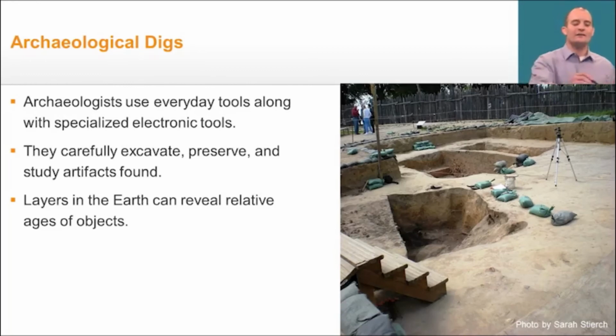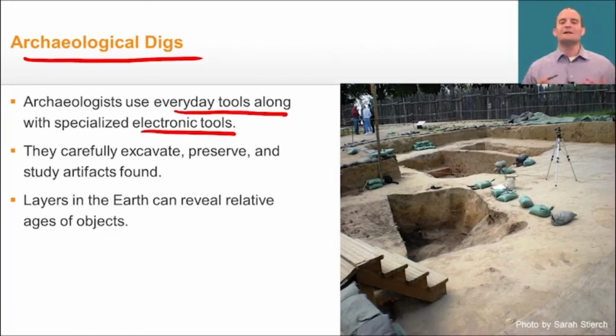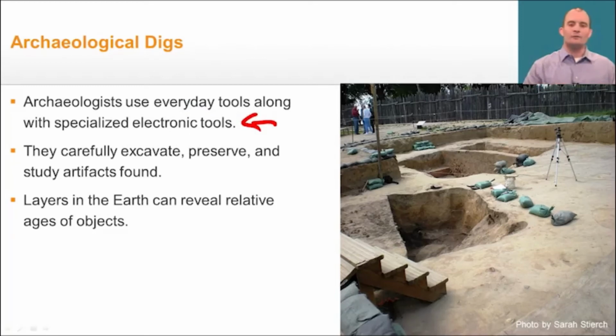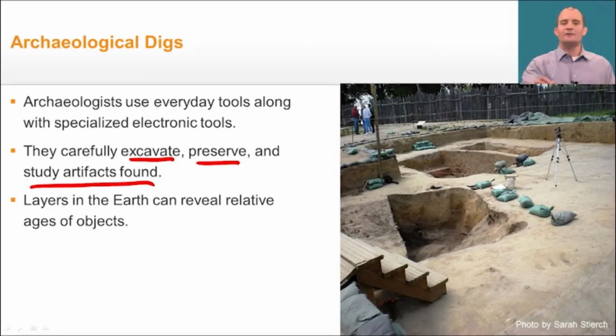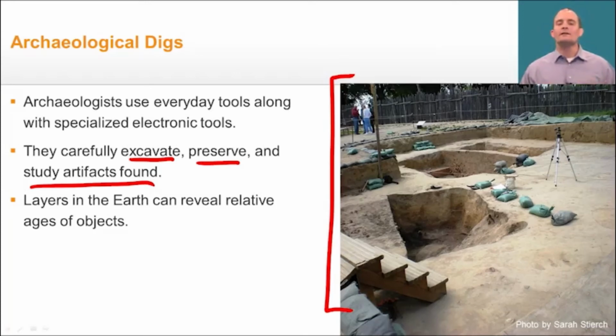Now, archaeologists perform archaeological digs, where archaeologists will use everyday tools along with specialized electronic tools. So you would see them with maybe a pick and a shovel, but you would really see them with very sophisticated electronic tools as well. What they do is they carefully excavate, they preserve, and they study artifacts that are found at their archaeological digs. You can see an example of one on the screen here. This is a dig that's going on in Jamestown, Virginia. Jamestown was one of the earliest settlements by the British in North America.